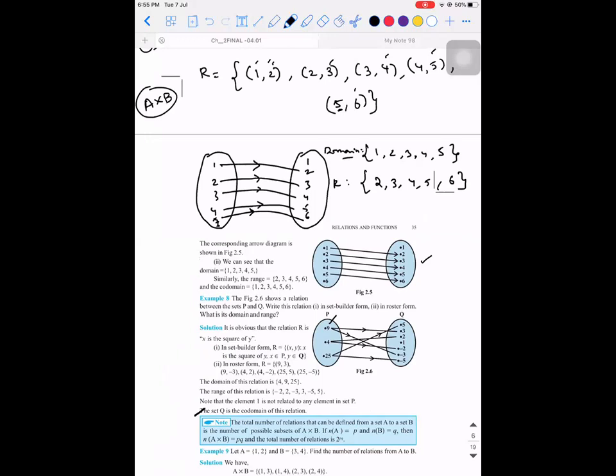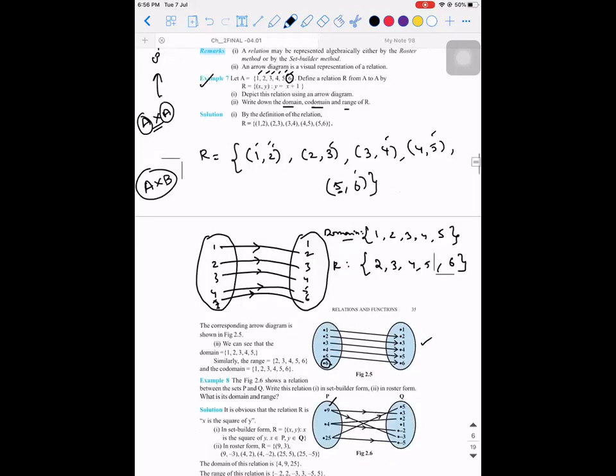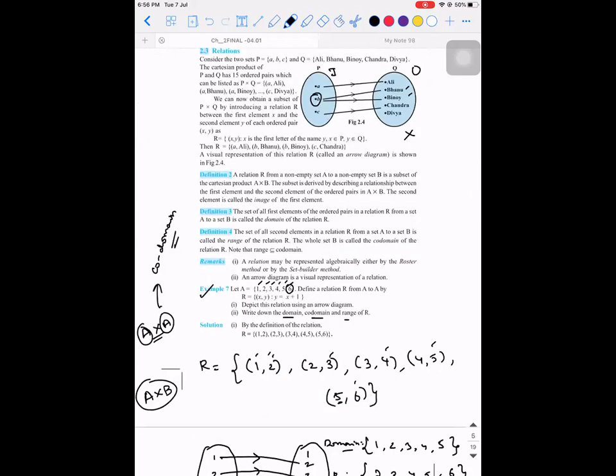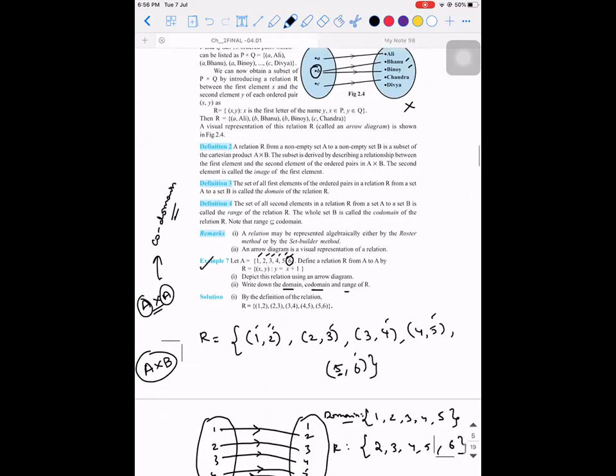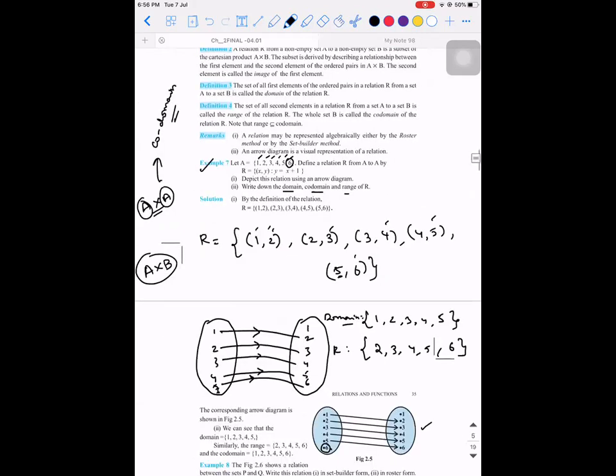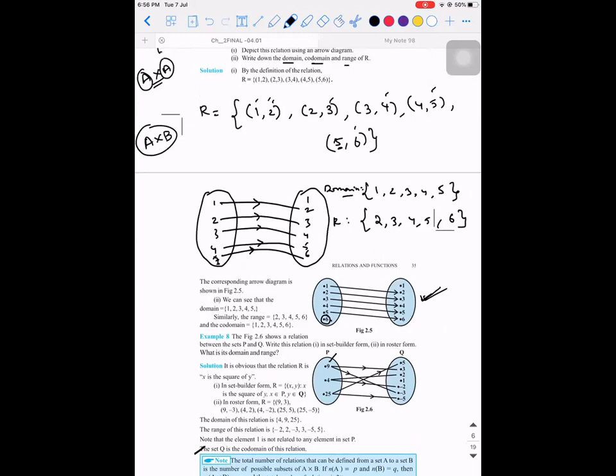But one more point to be added. Every element should have at least one image. So since this is not having an image, this type of relation is also not a function. So for any relation to be a function, what are the two conditions to be satisfied? Each element in the input set, I'm using the word each, means every, should be related to one element or maximum of one element in the output set. So why is this not a function? 6 does not have an image. 6 is not participating in the relation. So this is also not a function.